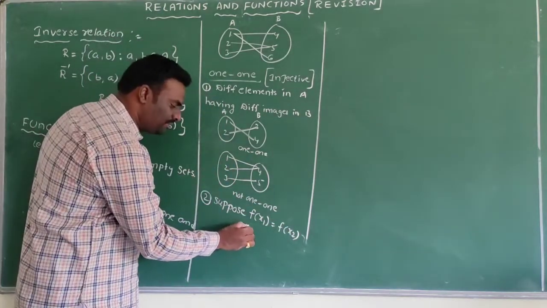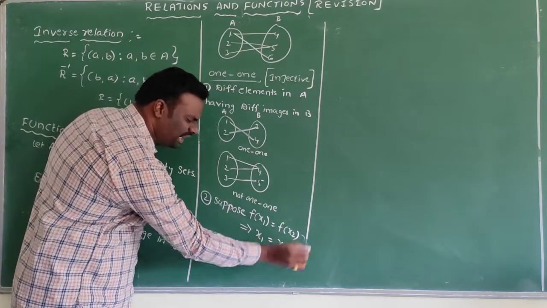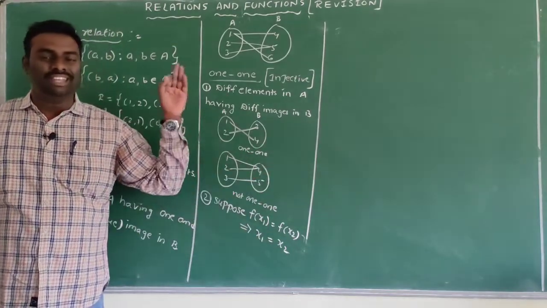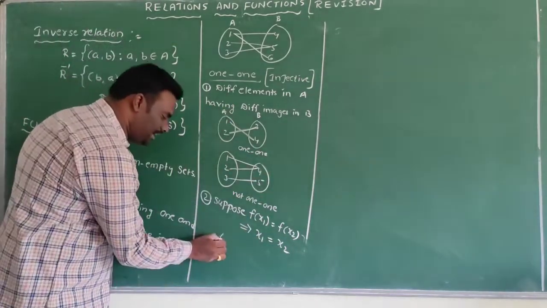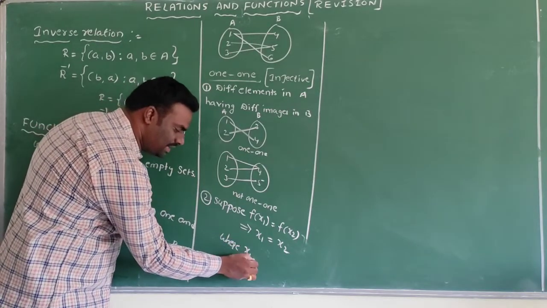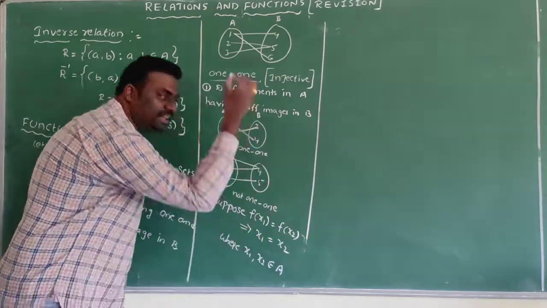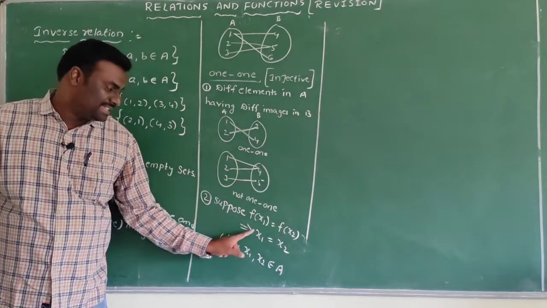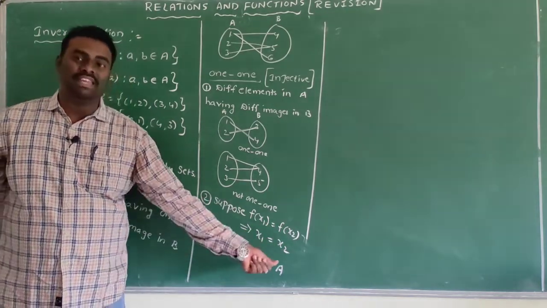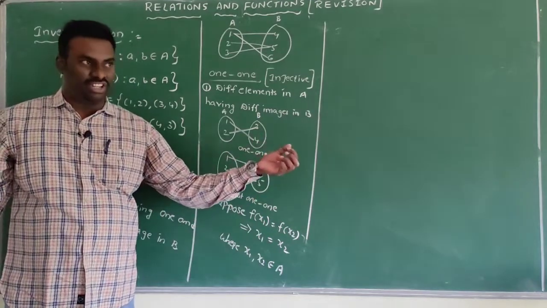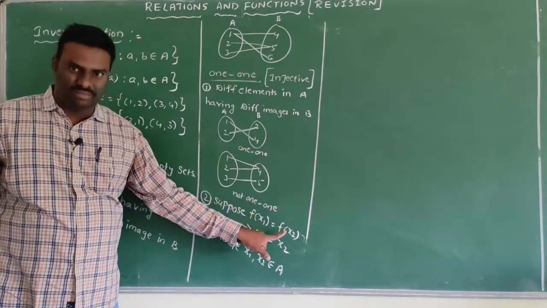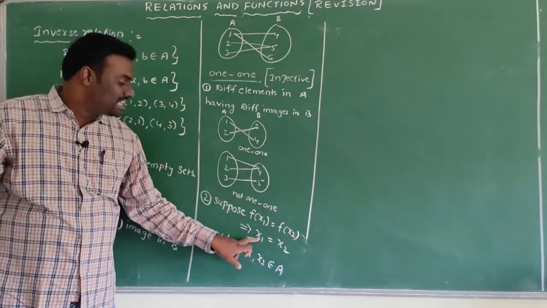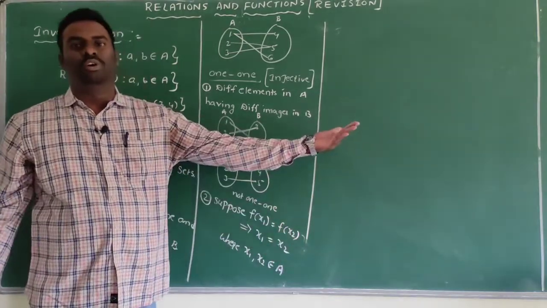That implies we can write x1 is equal to x2. If the functional values are same, then elements also same, then that is called a 1 function, where this x1 and x2 belongs to the given set, capital A. If f of x1 is equal to f of x2, that implies x1 is equal to x2, then we can say this is called a 1 function. F of x1 is what? Image. F of x2 is what? Images. When the images are same, then their respective elements also same. That is called 1 function.